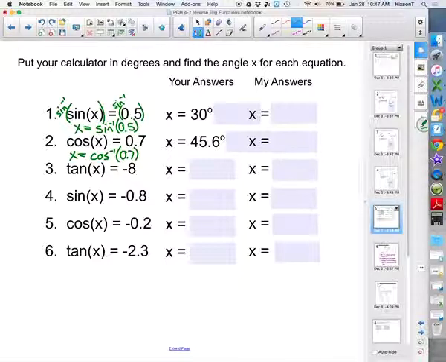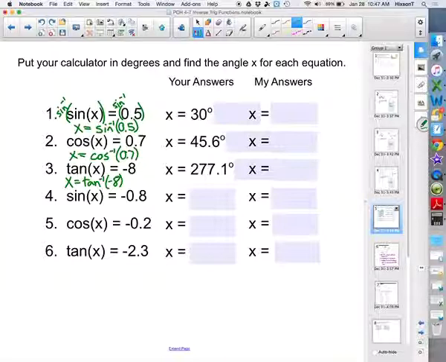All right. Tangent of x is -8. So x is going to be your inverse tangent of -8. All right. What do you have for inverse tangent of -8? Somebody. 277.1. Yeah. Okay. Good. Oh, yeah, that's right. Good. All right, 277.1.